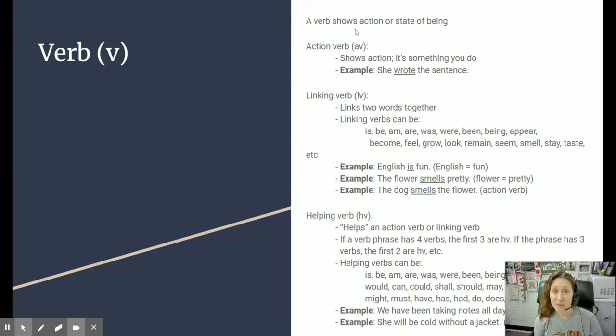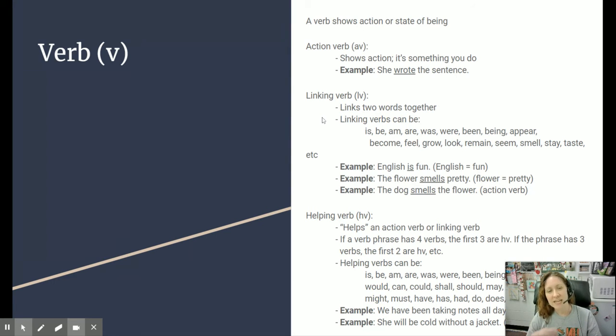Basically, a verb is going to show action or a state of being, which means it just shows that you are sitting there. An action verb shows action. They are the easiest ones to locate within a sentence. The example that you have here is she wrote the sentence. So you have to ask, what did the noun do? That action, that's your verb.